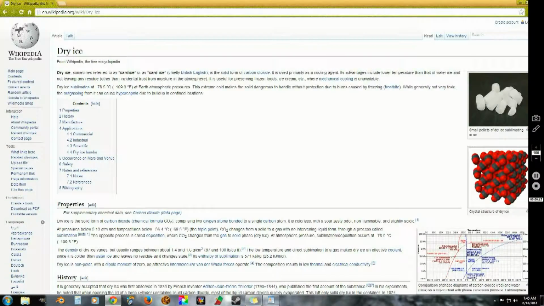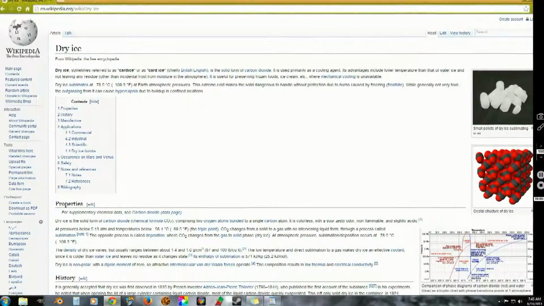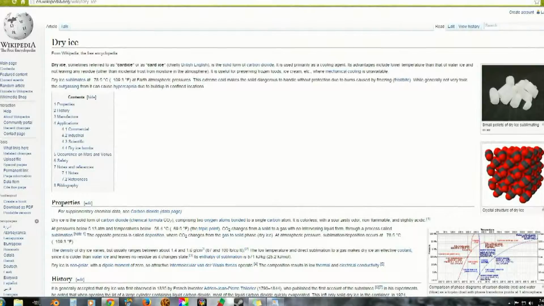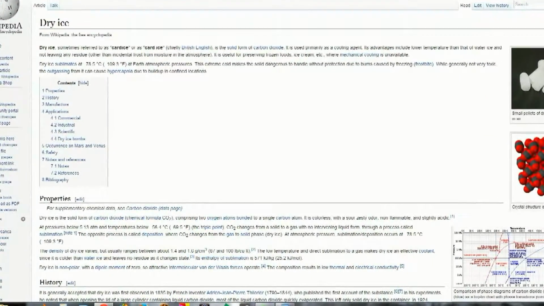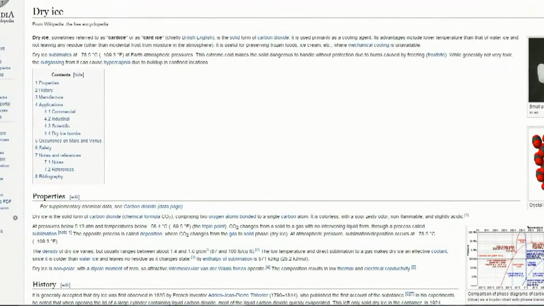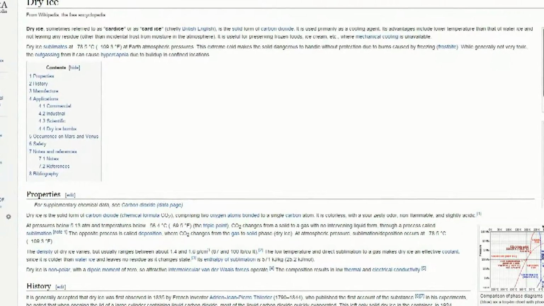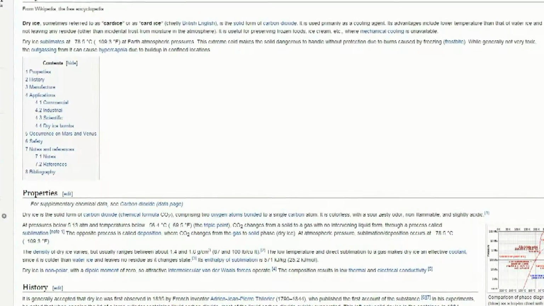The temperature of dry ice is negative 75 degrees Celsius or negative 109.3 degrees Fahrenheit. So freaking cold. That's why you don't touch this stuff. Because that's instant flash burn. Your skin, your fingers would be stuck to it. Or in your mouth. You don't want that. So you've got to be very careful with it.